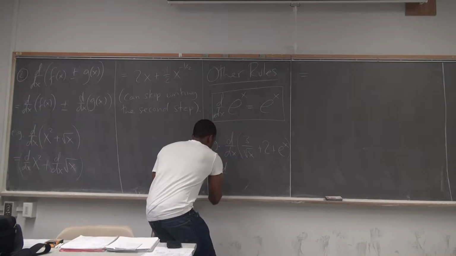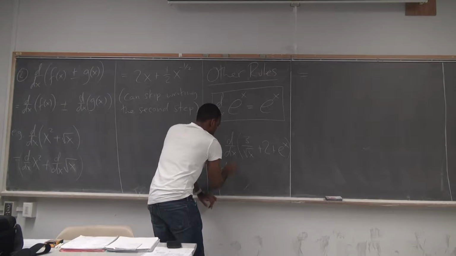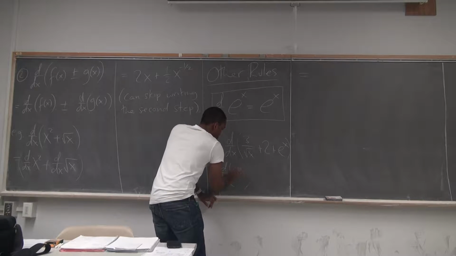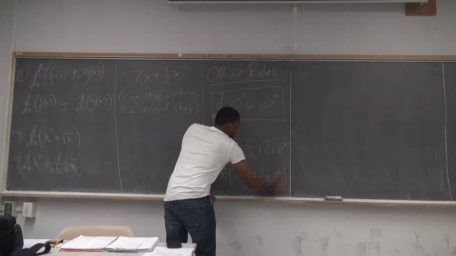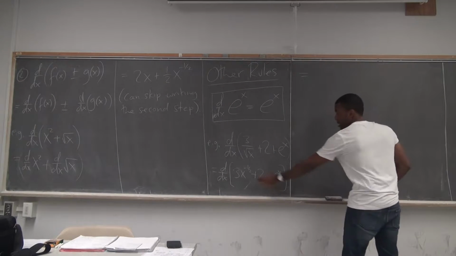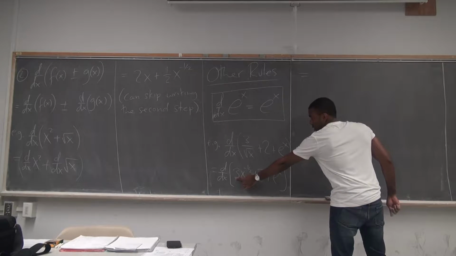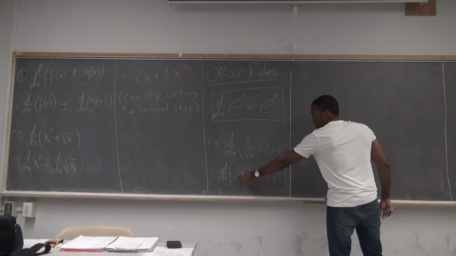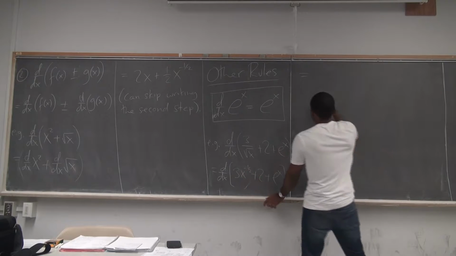All right, first you'd rewrite this because I don't have a rule that has a radical in it, so I'd rewrite it to get rid of the radical. So this is just 3x to the minus 1/2 plus 2 plus e to the x. And so now I apply the power rule here. The 3 is just a constant, so it just stays. The minus 1/2 comes down, multiplies that 3, I get minus 3 over 2.